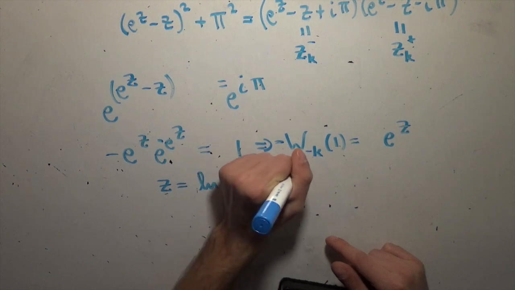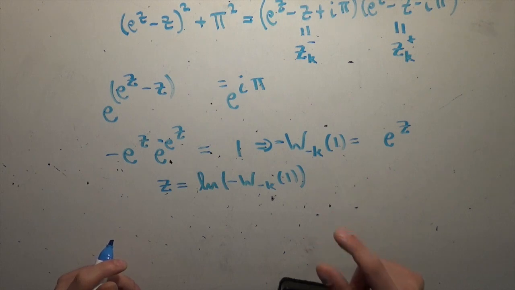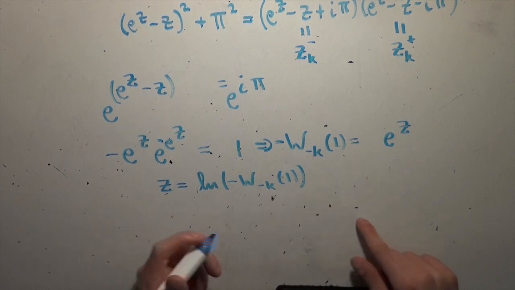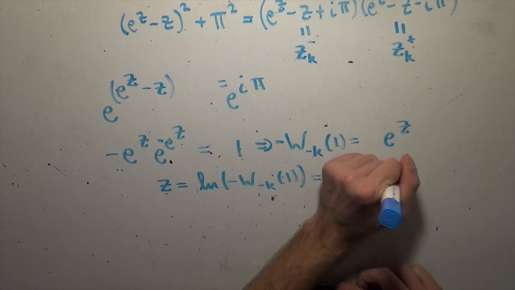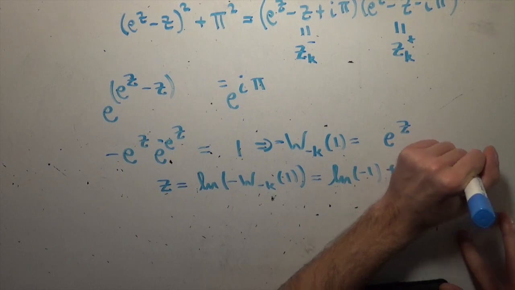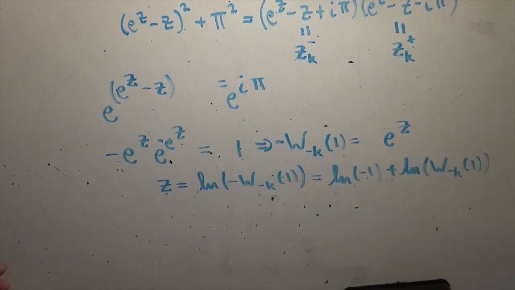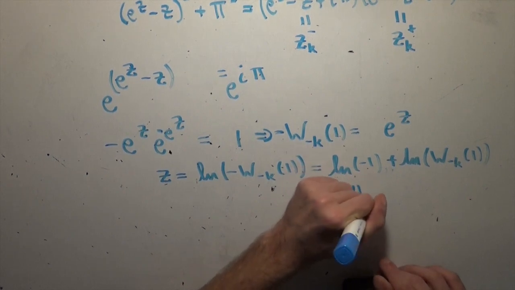So again, the negative k is just the branch that we're picking. So k is going 0, 1, 2, 3, and so we're just getting these negative branches, and I'll explain why. But now we're going to use log rules to break this up, so this is equal to log of negative 1 plus log of w sub negative k of 1. But, so what is log of negative 1? This is just I times pi, of course.